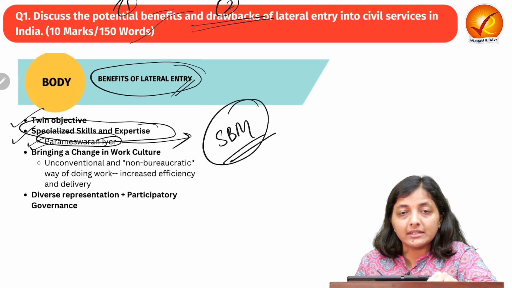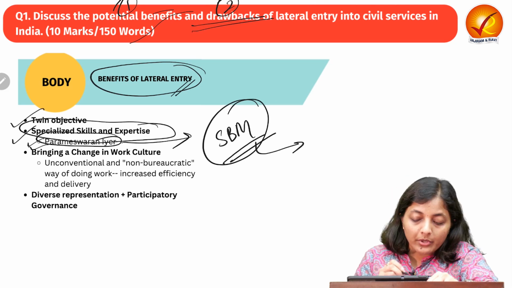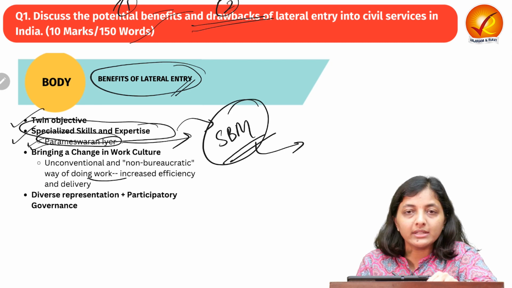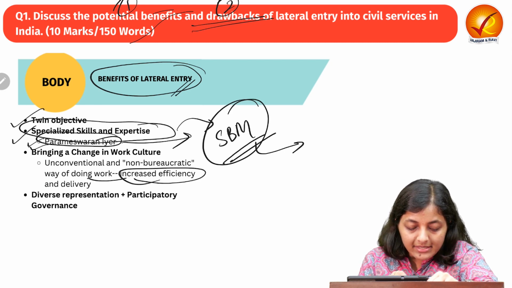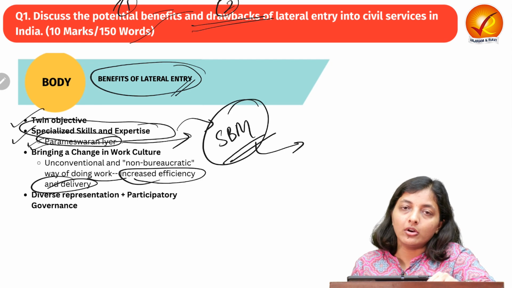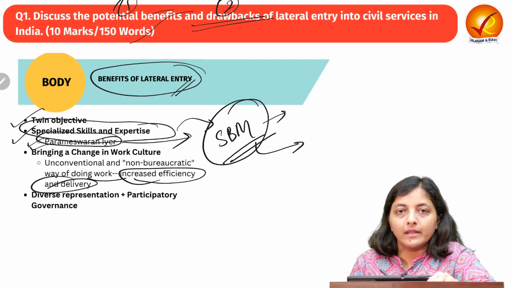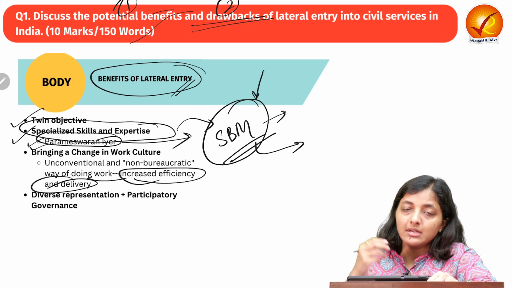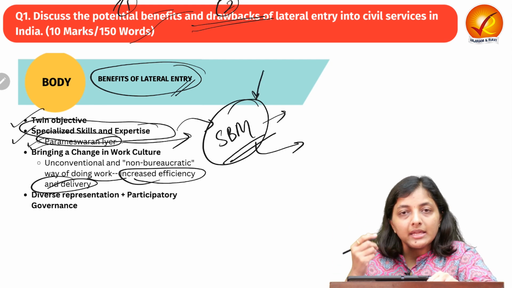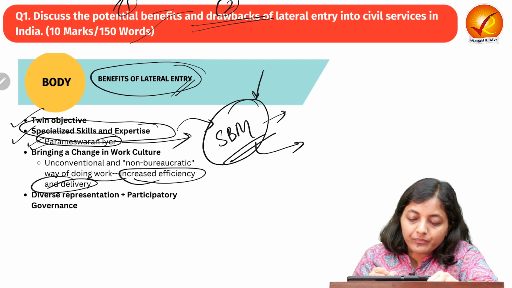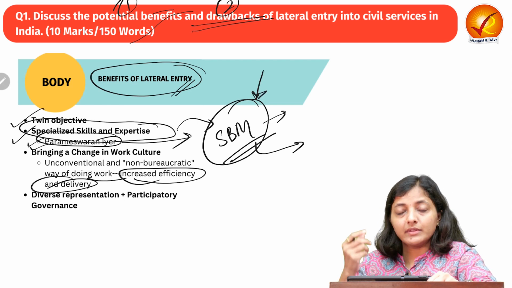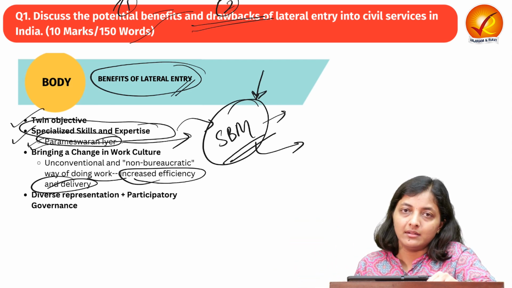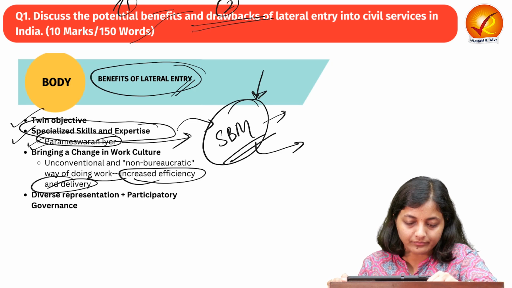And we all know that the Swachh Bharat mission is a success because his unconventional and non-bureaucratic way of doing things has increased the efficiency and the delivery of the processes. So we can put in examples like the Swachh Bharat mission led by Vajiram Iyer. He was a lateral entrant. So with his new perspective, with his specialized skills and expertise, he performed exceptionally well in the civil services.